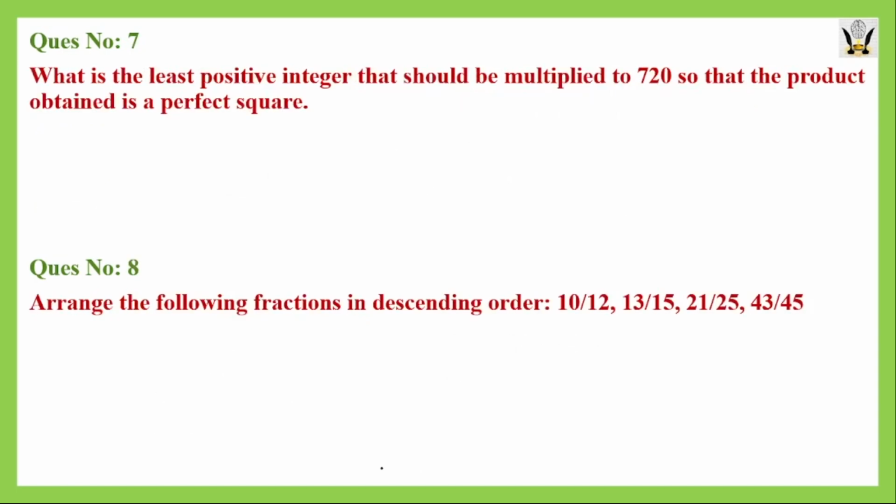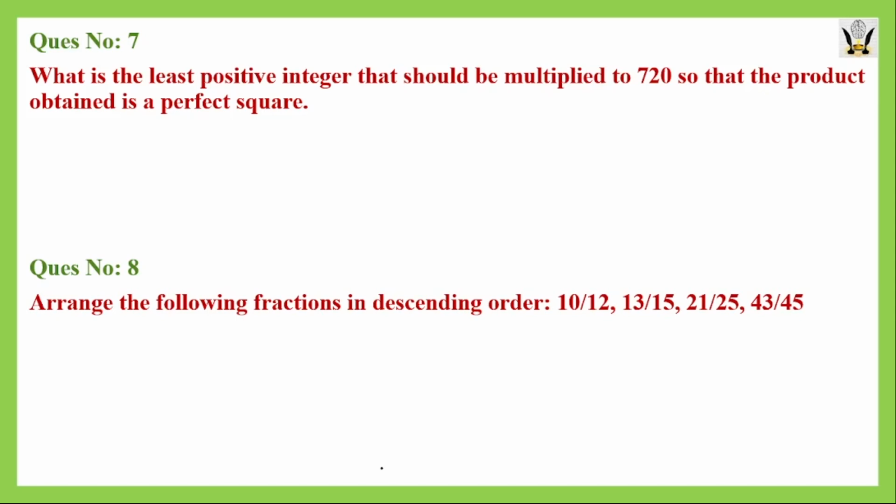then the next question is, what is the least positive integer that should be multiplied to 720 so that the product obtained is a perfect square? So this is a question of perfect square. That means 720 is not a perfect square. That is what we feel by going through the question.